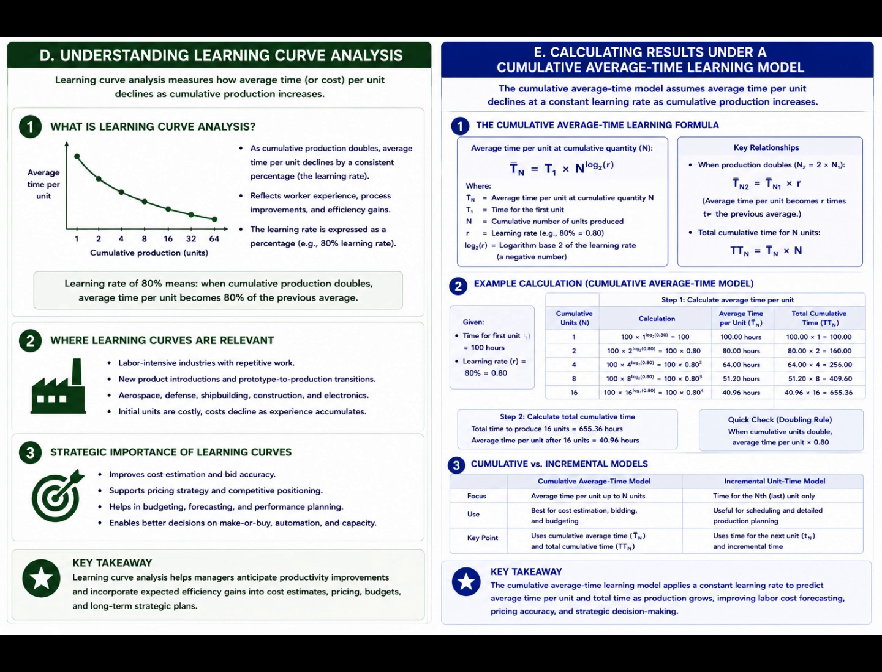Understanding cumulative versus incremental models is critical. The cumulative model focuses on average time per unit, not just the last unit produced. Accurate calculations improve labor cost forecasting and pricing decisions.